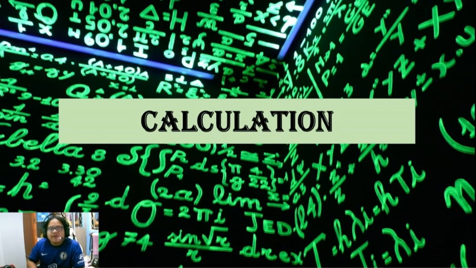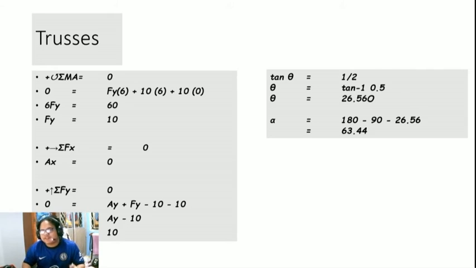Right now, after my friend has explained about the FBD for each structure, I will explain about the calculation for each structure, which are trusses, machines, and frames. So let's go. For trusses, we will take the sum of moment. I take the moment at A because it has the least unknowns; the only unknown I have is Fy, so I will get the value of Fy directly. By using the sum of moment at A, I get Fy equals 10.